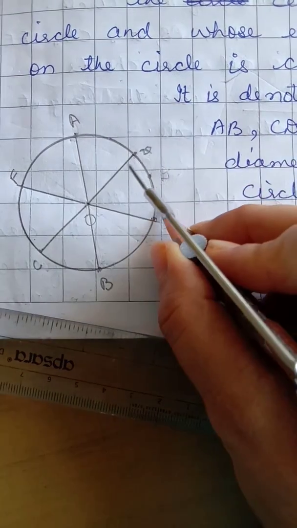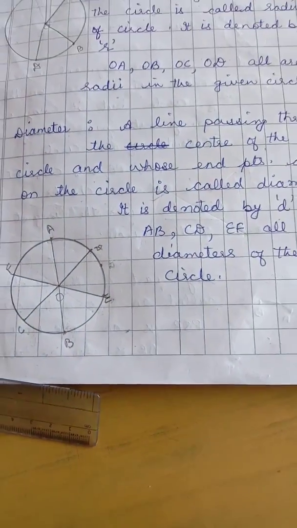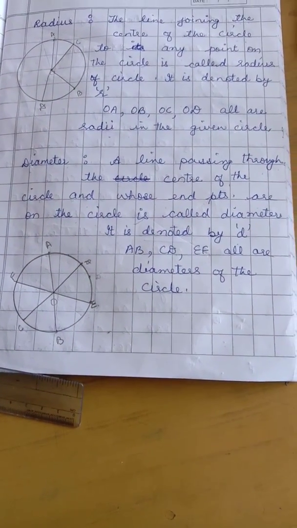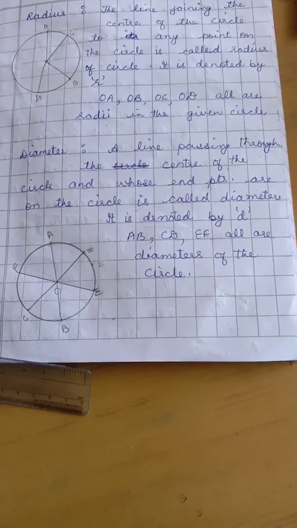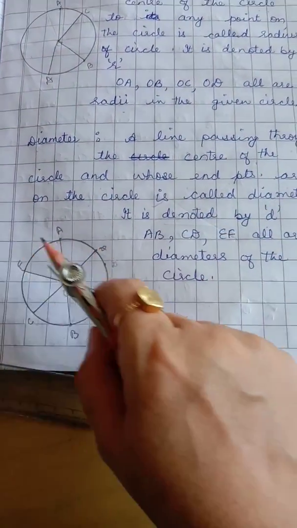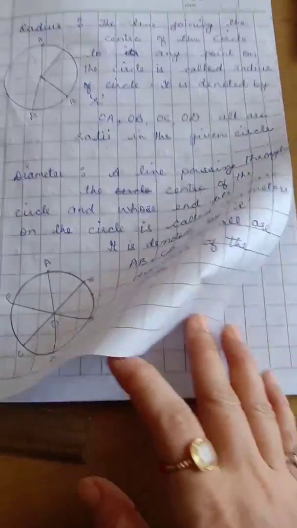Now, all the diameters of the same circle are equal. Diameters can be more than 1. AB is equal to EF is equal to CD. All the diameters are equal.